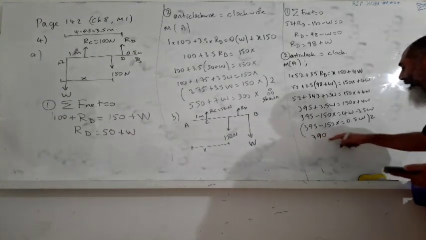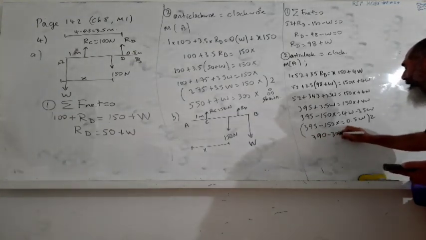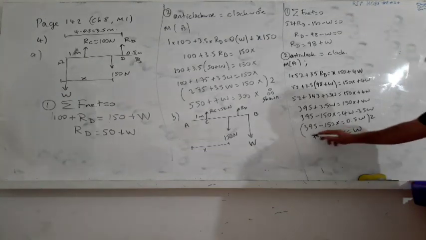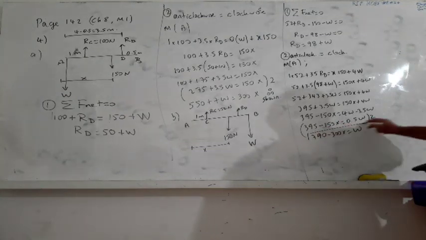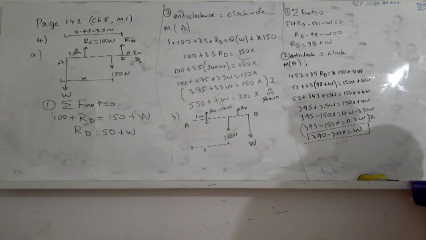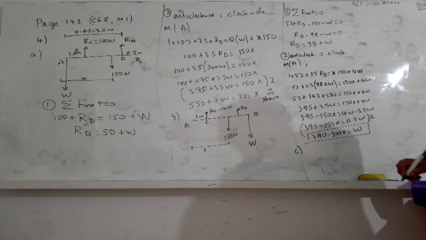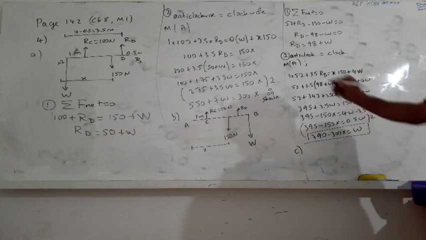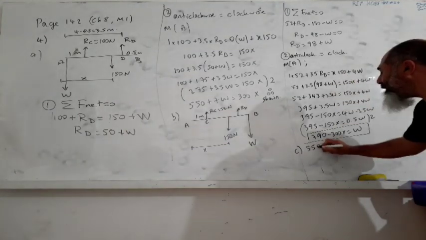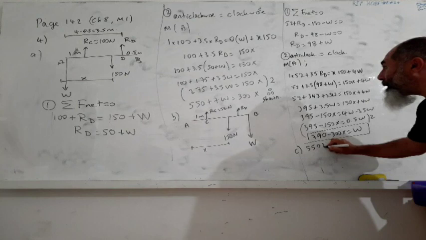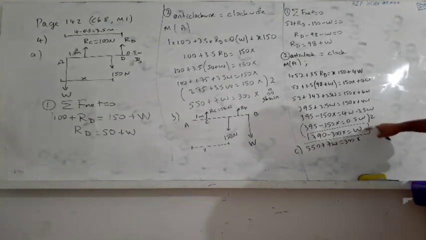Now part C, calculate the value of X and the value of W. We have two equations here, and the first one is 550 plus 7W is equal to 300X. And we have the second one there, so I am going to substitute 790 minus 300X in place of W.